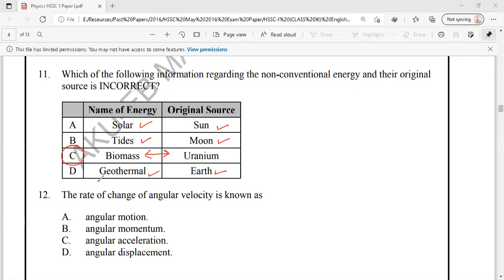Then in question number 12, we have in other words the definition of the rate of change of angular velocity. Once again, we have rate, and rate means the change in something with respect to time. So we have to tell about the rate of angular velocity, that is represented by omega divided by t. This is known as alpha, the angular acceleration. The rate of change of angular velocity is equal to angular acceleration. So the correct option is option C.